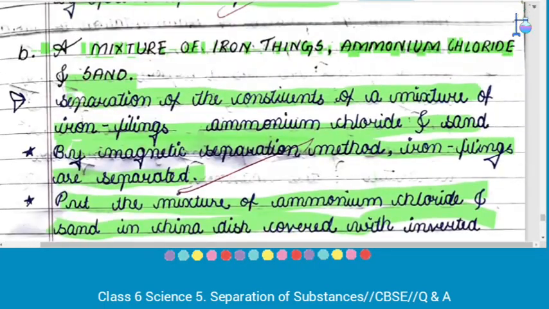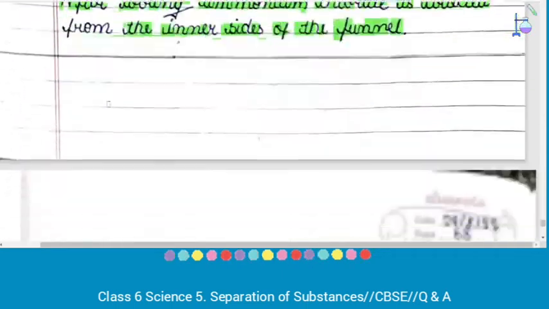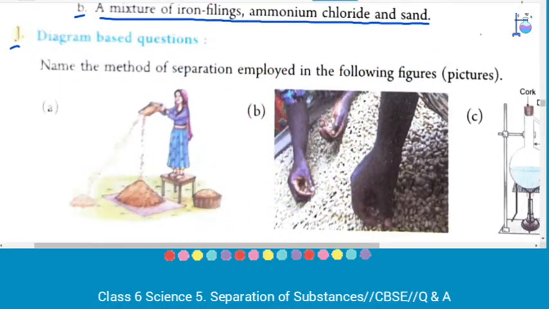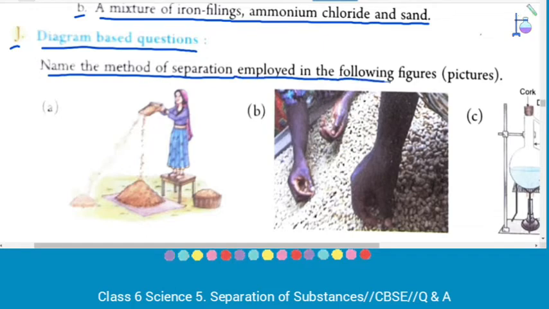So how are iron filings, ammonium chloride and sand collected? Iron filings are a magnetic material, and ammonium chloride, whenever it is heated, vaporizes and is collected in the other funnel, and sand is left in the same dish. Section J, diagram based questions. Name the method of separation employed in the following figures or pictures.